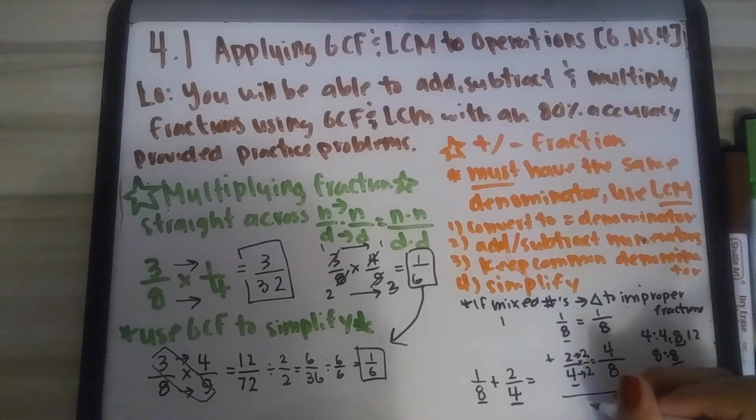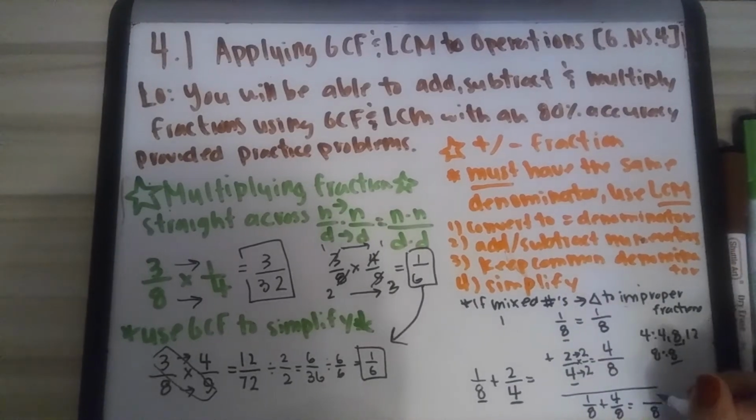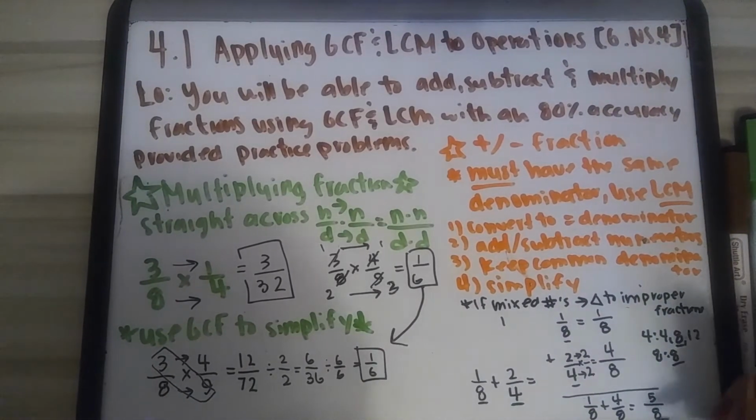Now what I'm going to do is I can rewrite it if you want to, but you don't have to. I'm going to keep this common denominator, which is 8. And I'm going to add the tops, the numerators, which is 5. Can I simplify? No, so it stays like that.